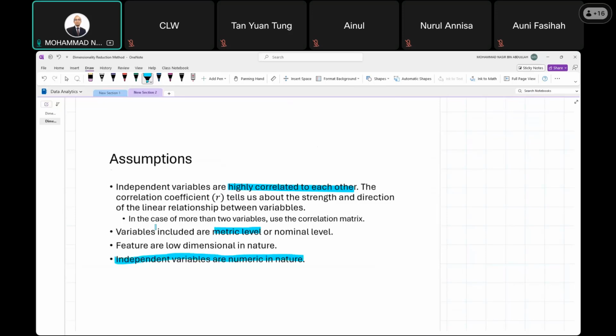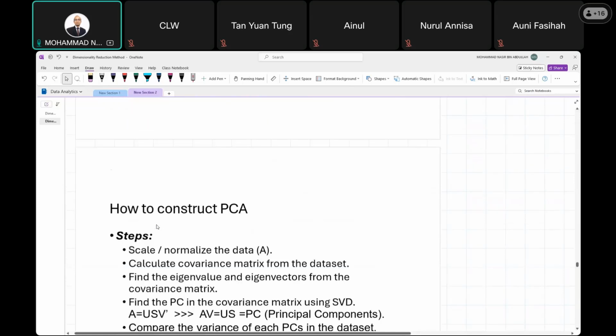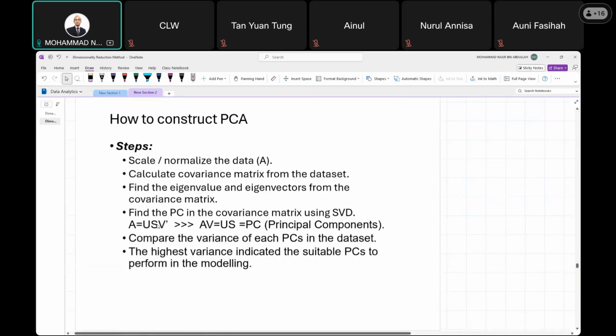This is an important assumption that we need to note. Okay, so how to construct principal component analysis? First step, we need to scale or normalize the data, right? So why do we need to normalize or scale the data?